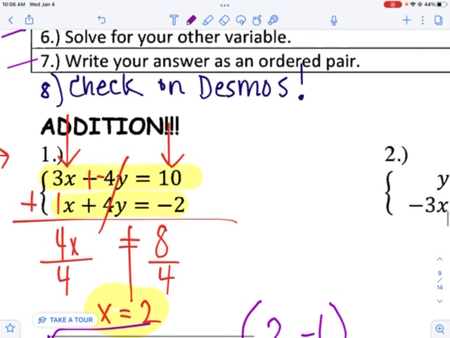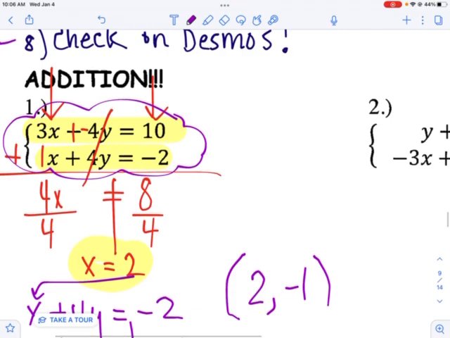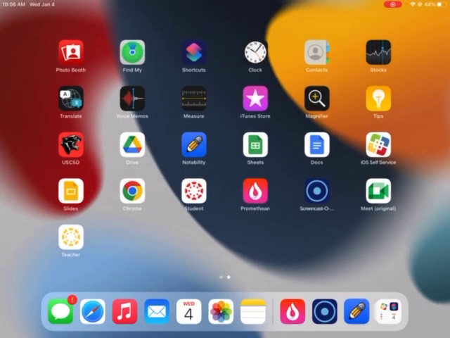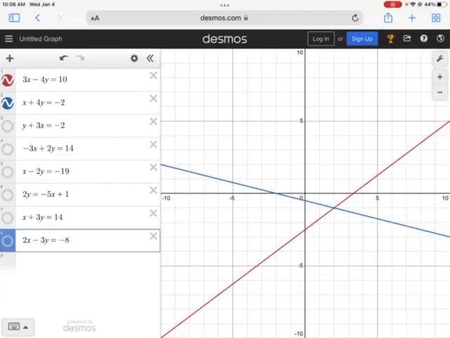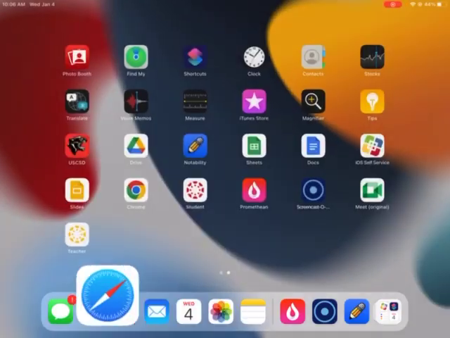Check on Desmos. So how we'll check on Desmos is we'll type in our 2 original equations, and then we'll go ahead and verify that this is our solution. I have them ready to go. It's my first 2 lines, and if I tap the solution, it should be 2, negative 1. All right.